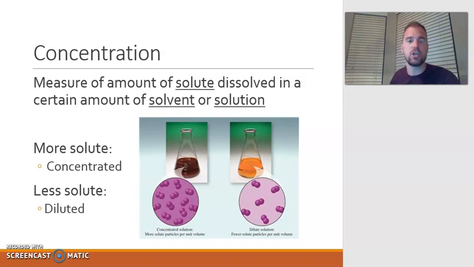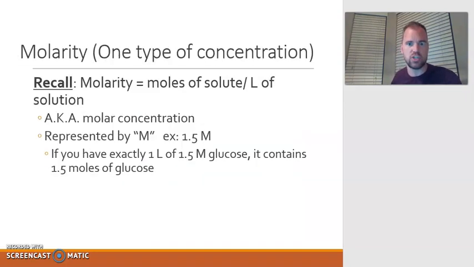So there are lots of units of concentration, but the one that we're going to be talking about in Chem 151, particularly in this section, is molarity. Now we've seen molarity before. We saw it in topic 2 as a brief introduction, and then we also saw it in topic 9. We're going to do a little bit more practice with it right here in topic 10.